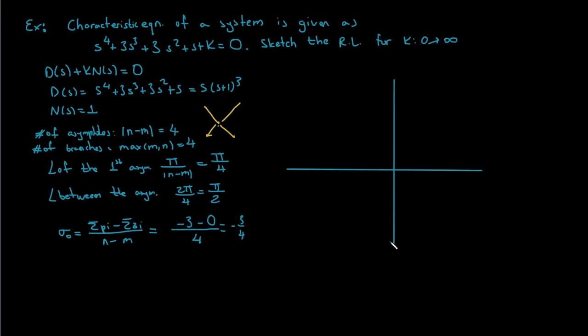So here is our S-plane. Let me place the poles and zero locations. I will have one zero over here, and I will have triple poles over there. So it is something like this. Point -1. Let me have a look at the questions.